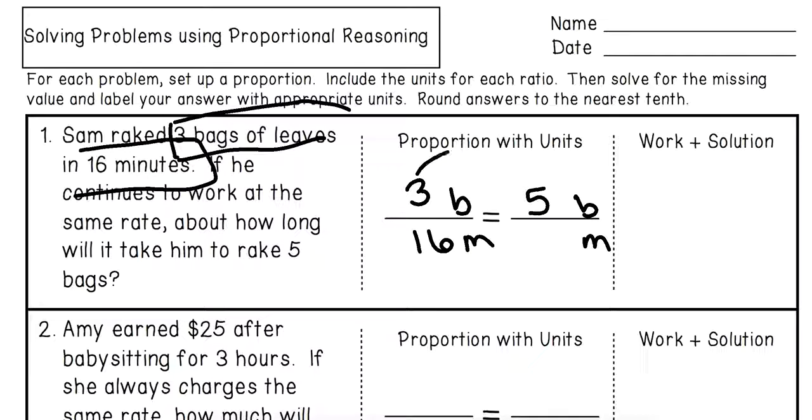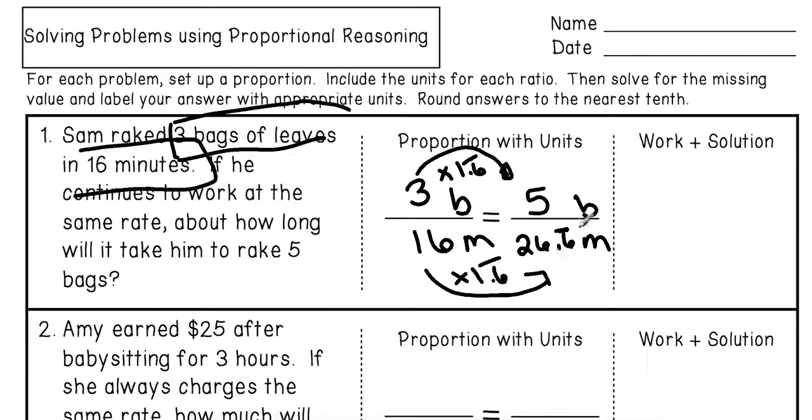So 3 to 5, it doesn't go in nice, so I simplify. This can't be simplified, so I know I'm going from a smaller to bigger. 3 times something gives me 5, so I have to take 5 divided by 3, and that gets me 1.6 repeating. So 16 times 1.666666, or 6 repeating, gets me 26.6 repeating minutes. Well, let's think about that.